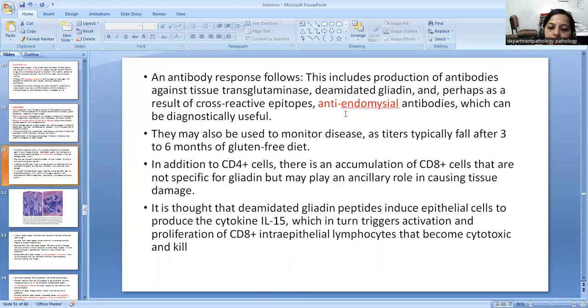An antibody response follows. This includes production of antibodies against tissue transglutaminase, deamidated gliadin, and perhaps, as a result of cross-reactivity, endomysium. Anti-endomysial antibodies can be diagnostically useful. They may also be used to monitor disease, as titers typically fall after 3 to 6 months of a gluten-free diet.